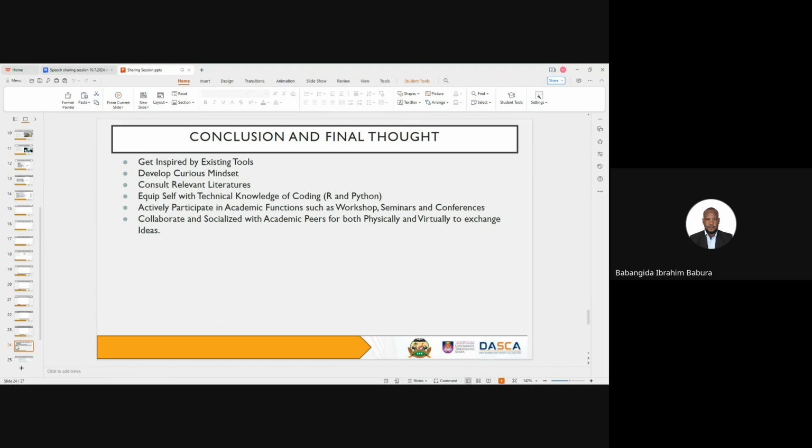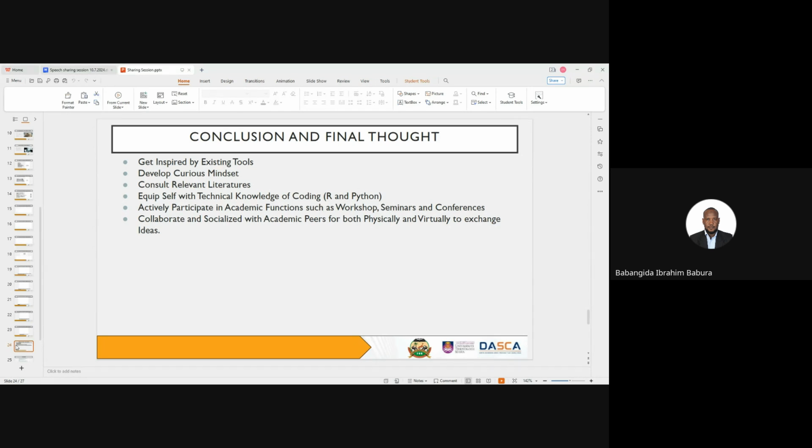The next slide is my conclusion and final thought. I conclude that we are talking about visual analytics as a bigger picture. So, whatever you want to contribute in the field, you need to get inspired from the existing tools. Any of the tools that we use to visualize can inspire you to make a contribution, by developing a curious mindset: what is this intended for, what can I add to it? That is the curiosity. Then, you must consult relevant literature on that particular tool you want to change. You have to dig into the literature and see what other contributions have been made, and what you can do to make your contribution stand out.